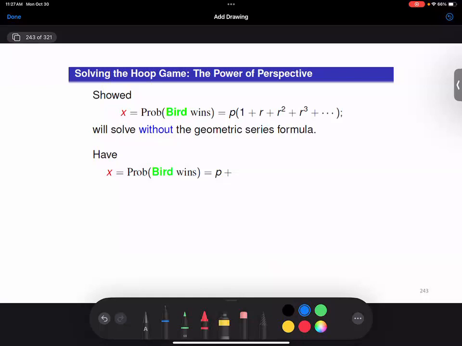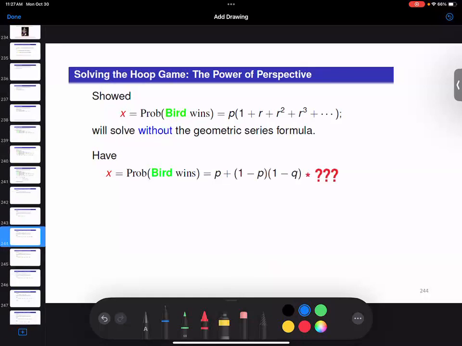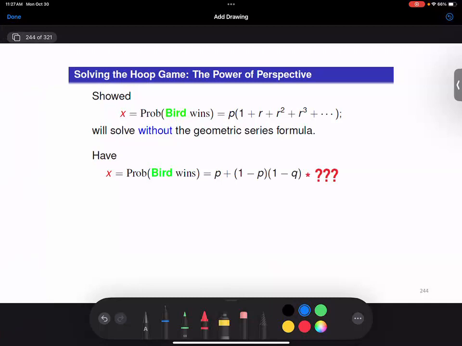Clearly, Bird could win by shooting and getting a basket. Now, if Bird doesn't get a basket, Bird misses, and Magic must miss, or Bird has no chance to win. So once Bird and Magic have missed, what is the probability from this point onward that Bird wins the game? 1 minus the probability that he already won the game? Close. It's just X. Right, it's a memoryless process.